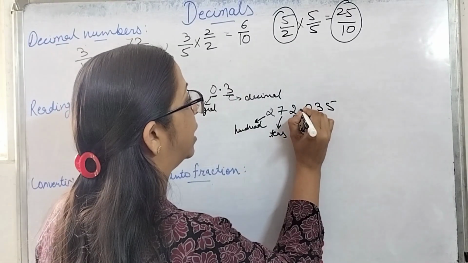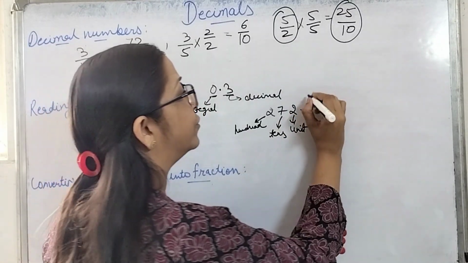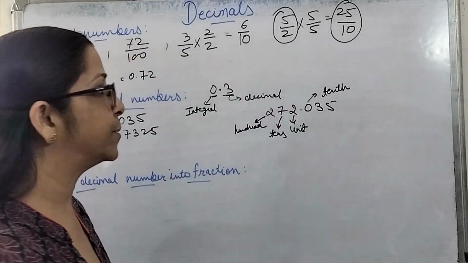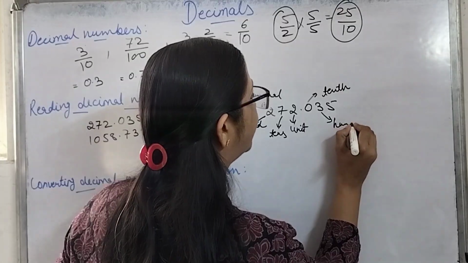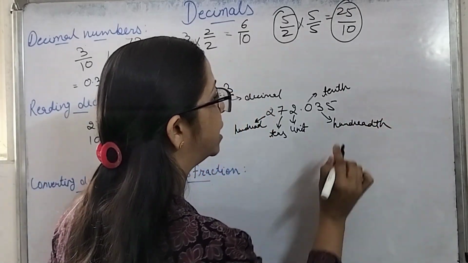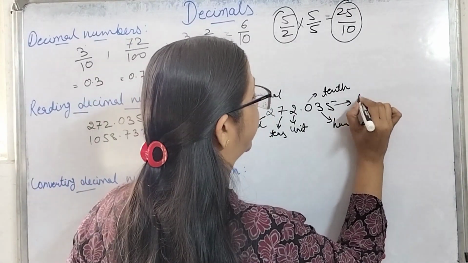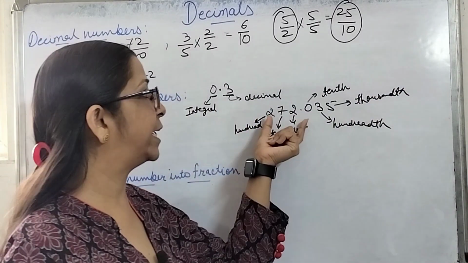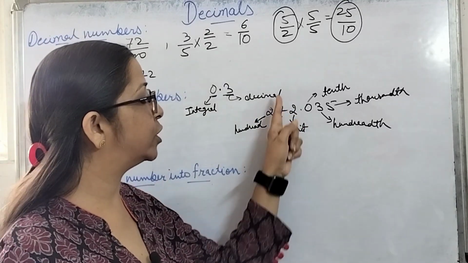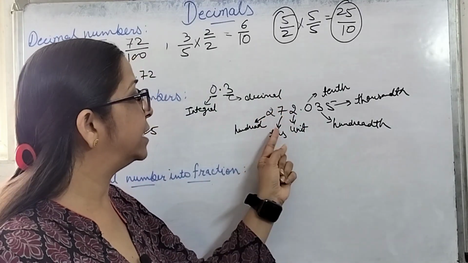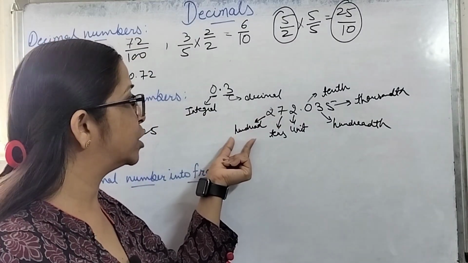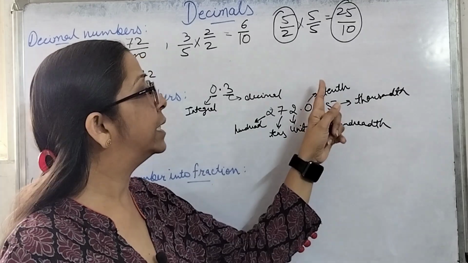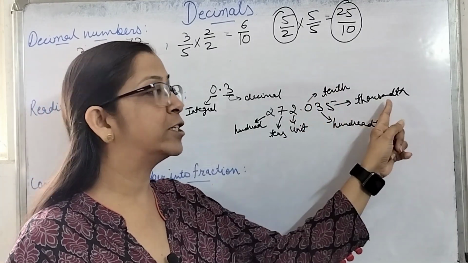Now after the decimal, towards the right, the first digit's place value will be your tenths place. The second digit will be your hundredths place. The third digit will be your thousandths place. So before the decimal, that means the integral part, the first digit will be at its units place, the second digit's place will be your tens place, then your hundreds place. After the decimal towards the right, the first digit is the tenths place, then the hundredths place, then the thousandths place.